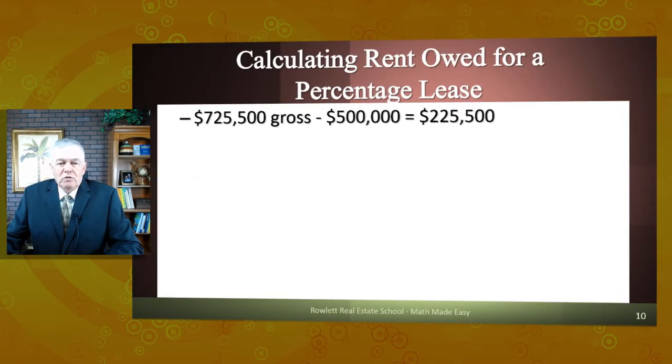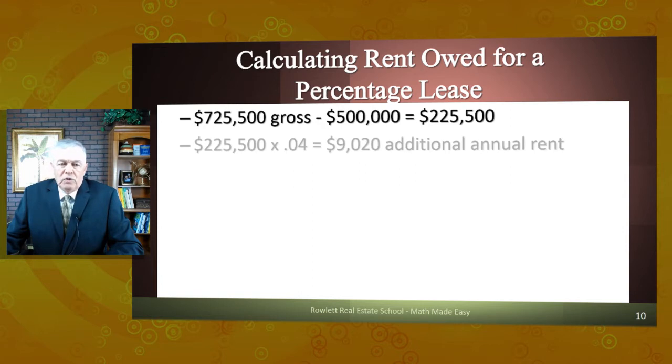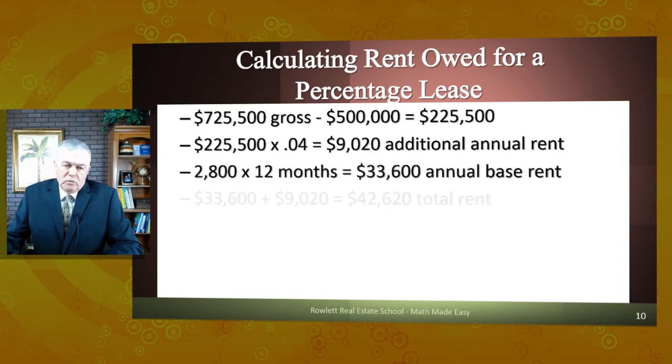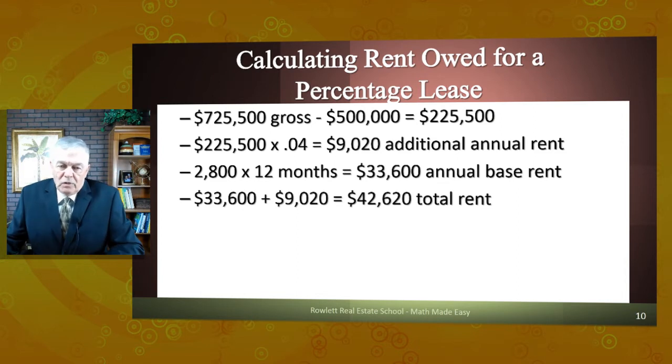That's $725,500 gross minus the $500,000 exempt gives you $225,500 times the 4% gives you $9,020 additional annual rent. The $2,800 per month times 12 months is $33,600. You add the two together and you come up with $42,620 total rent.